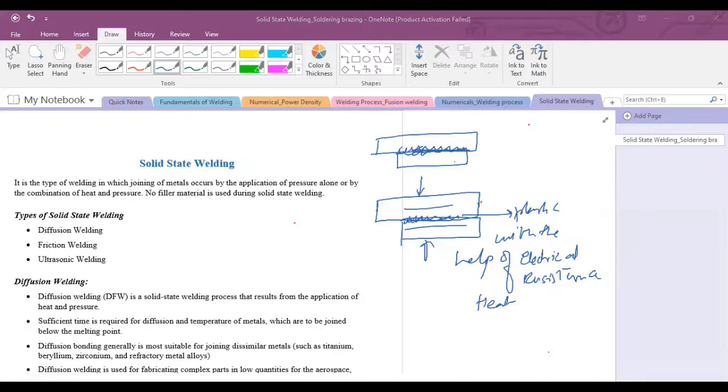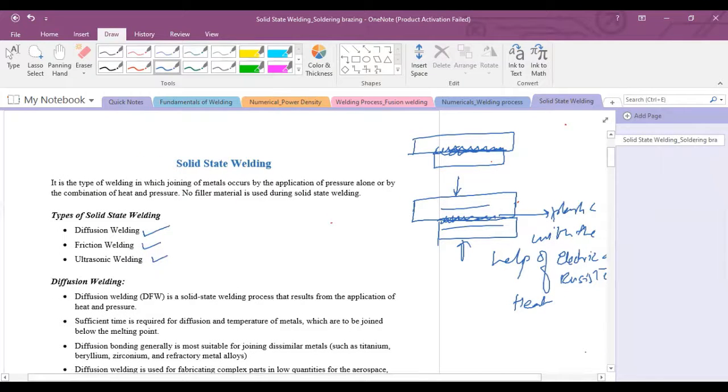In solid state welding, the main and distinguishing feature is that no melting will occur between the base metals. You can weld or form a metallurgical bond between two similar or dissimilar metals in solid state welding. There are three types which are commercially used: diffusion welding, friction welding, and ultrasonic welding. In diffusion welding, heat and pressure are used to join the two parts.